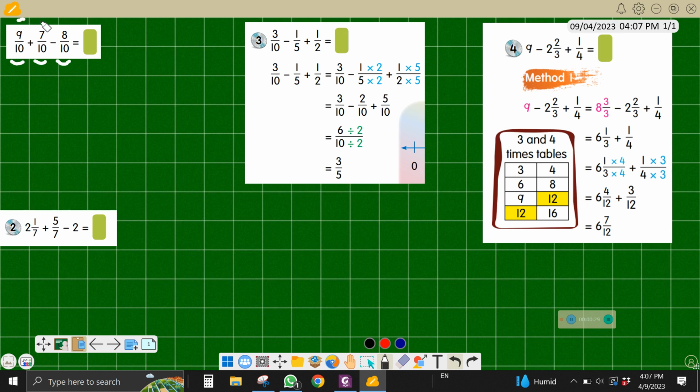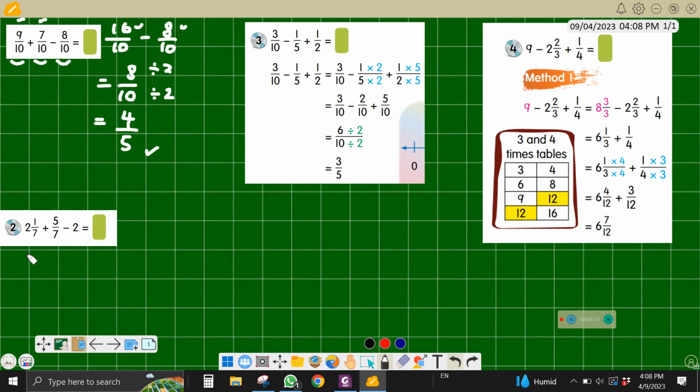When they are the same, you can plus. So 9 plus 7 is 16. And then we minus 8 over 10. 16 minus 8 is 8. And then you have to simplify it. Divide by 2 because they are even numbers. 8 divided by 2 is 4. 10 divided by 2 is 5. So remember to simplify it.